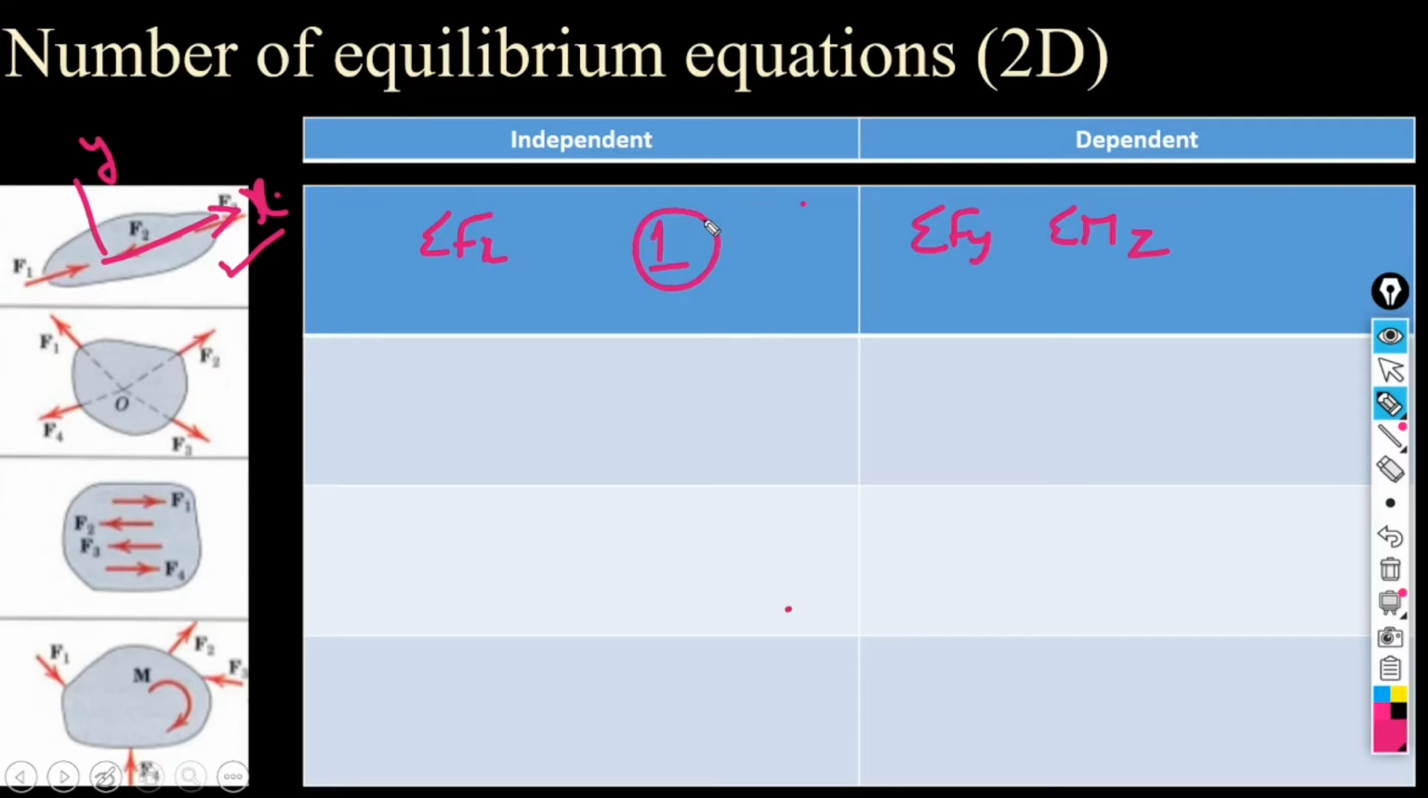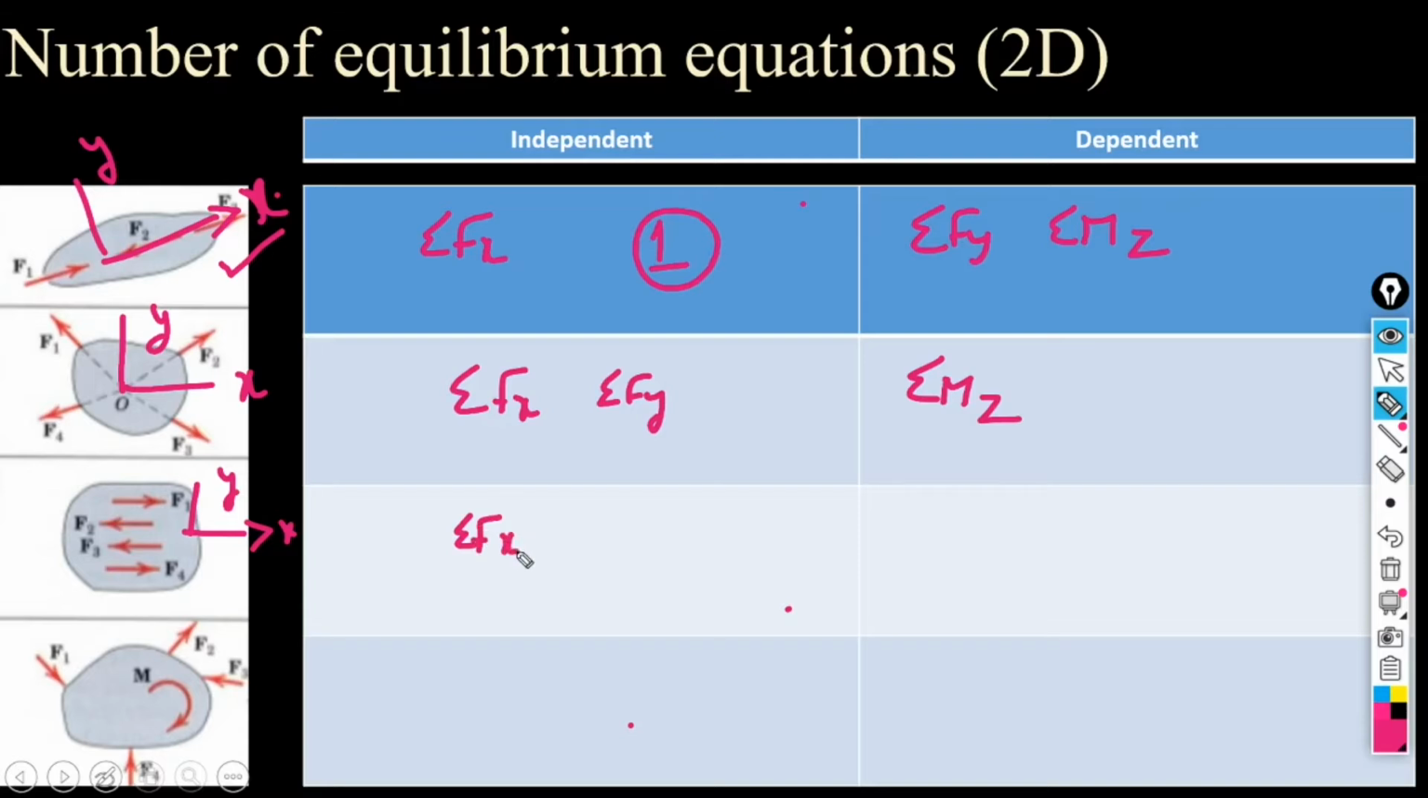If the forces are concurrent, then let this be my x coordinate, this be my y coordinate. Then in this case, summation of forces in the x direction is equal to 0 and the summation of forces in the y direction is equal to 0. Then summation of moments about the z axis automatically satisfies. If the forces are parallel, then let this be my x coordinate and y coordinate. In this case, summation of forces along x direction is equal to 0 and the moment about z is equal to 0, and summation of forces along y automatically satisfies.